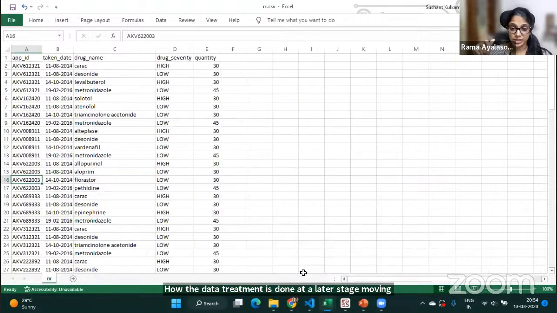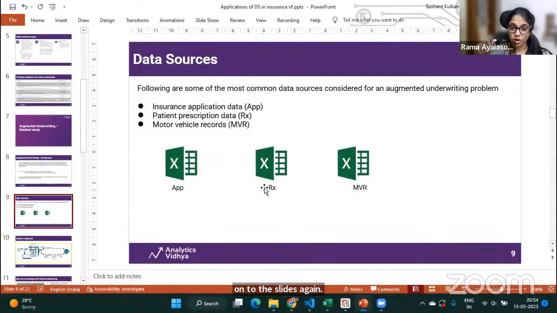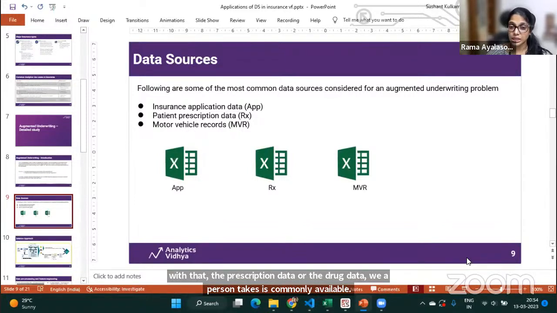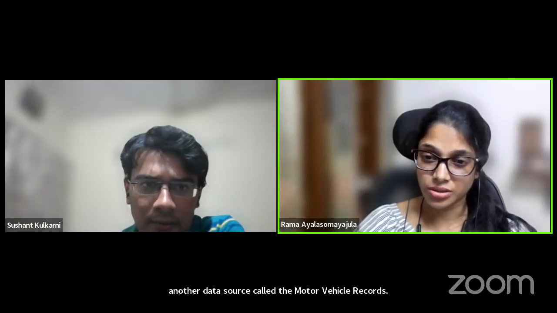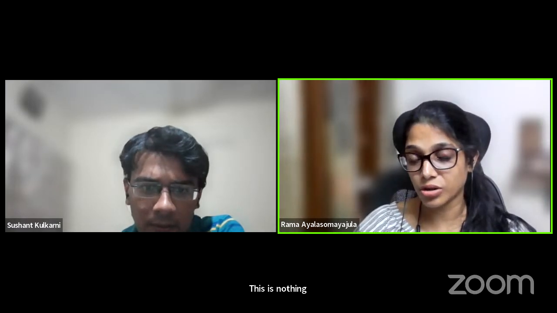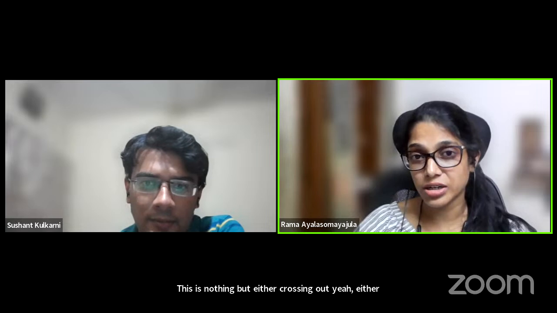Moving on to the slides again. This data is typically augmented by third-party data sources like patient prescription data, which is called RX. Again, typical to the US market, a prescription is mandatory for anyone to obtain a drug. So the prescription data or the drug data which a person takes is commonly available. It comes with a cost though. And then there is another data source called the motor vehicle record. This is nothing but you either crossing a signal, or you have a speeding ticket on you, or you're driving under influence, and so on.